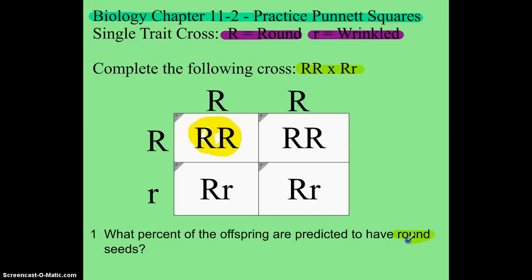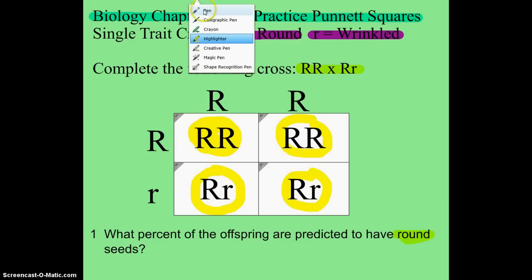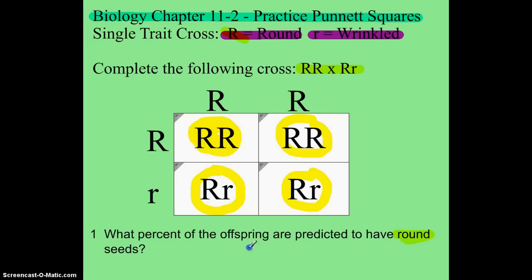Once again, don't forget, if you look at the top, round is dominant. So if it has a capital letter, it has to be a round shape. So our first individual, our second has a capital R, the third has a capital R, and the fourth. Therefore, your final answer for this one should be 100%. 100% of them.